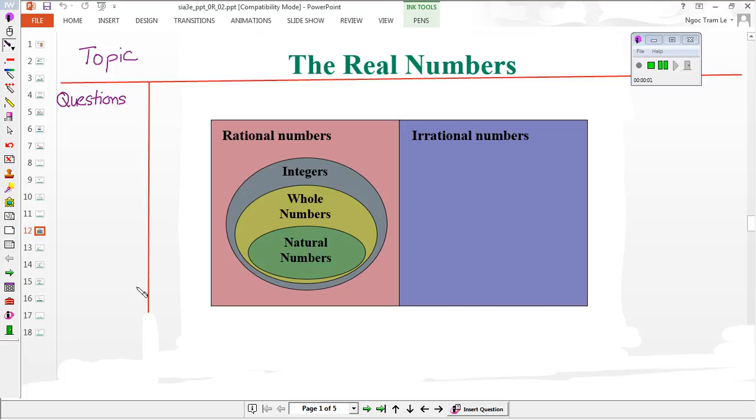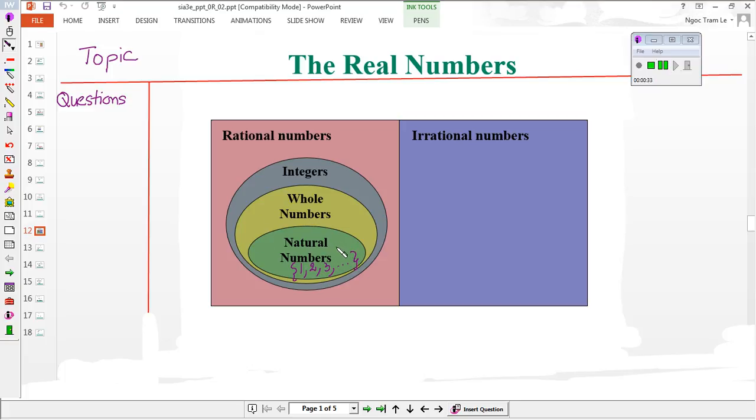Hello, my student. In this video, we are going to learn about the set of real numbers. Let's begin with the Venn diagram. So the set of real numbers includes the natural numbers, which begin with the smallest number 1, and increase by 1, so 2, 3, etc.